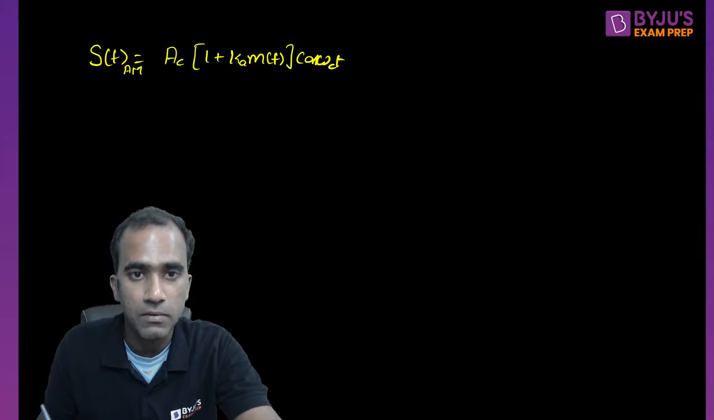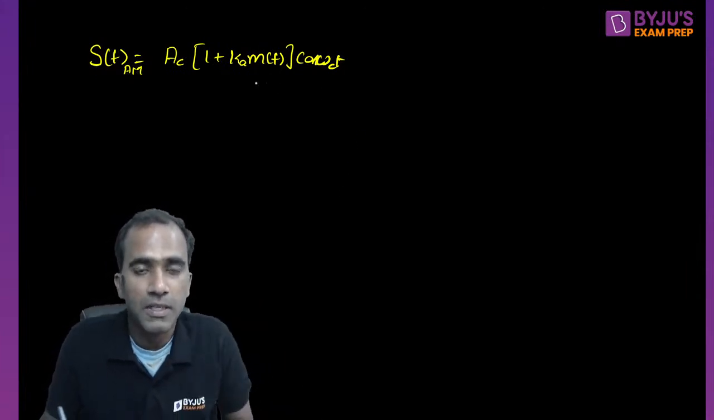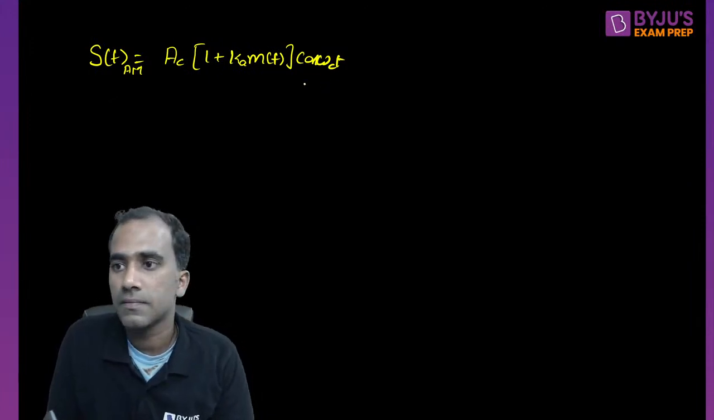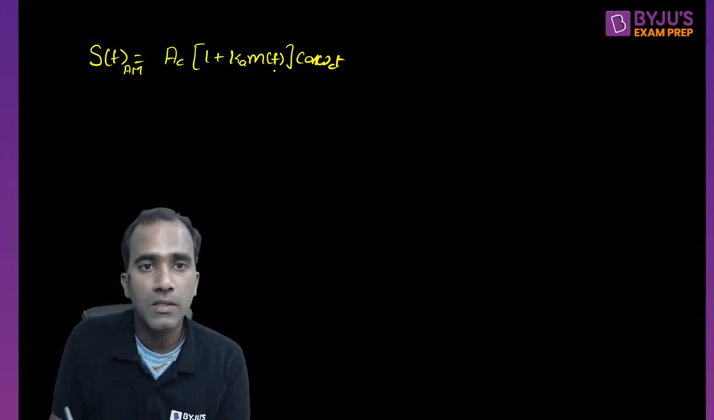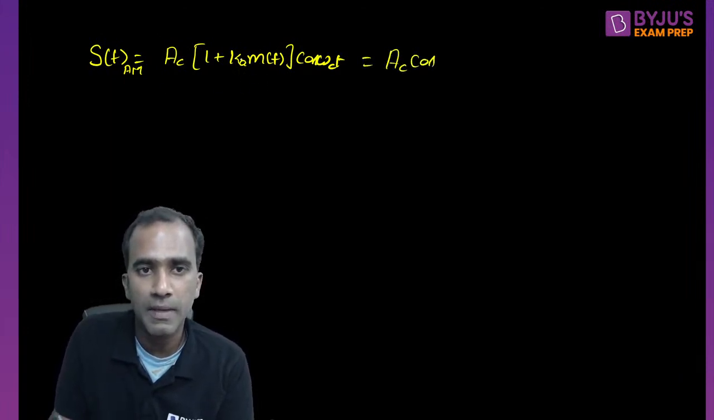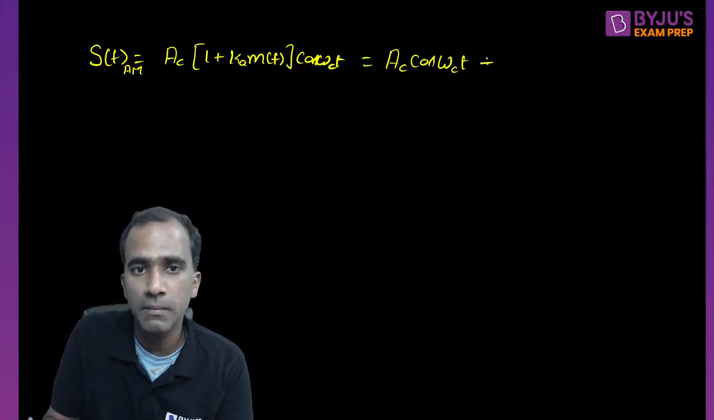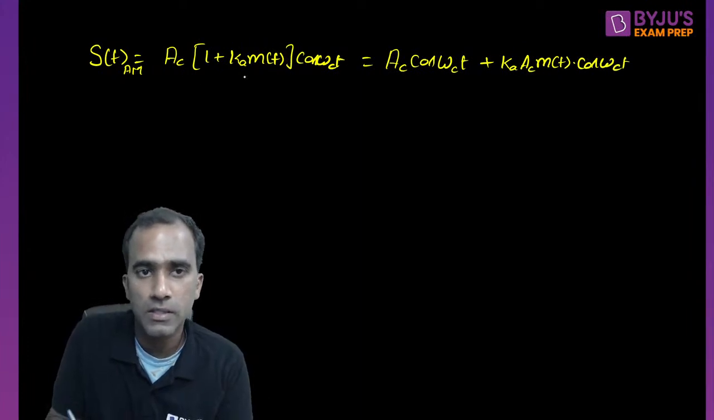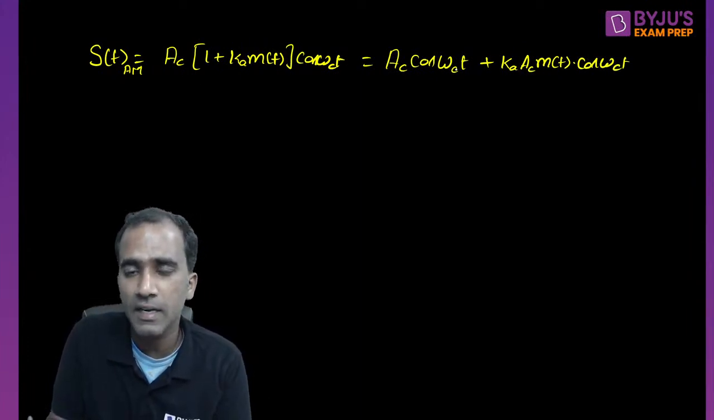So let me continue. Sorry for the interruption. There was some mistake in the settings. Right. So this is the AM modulated signal equation. If you plot the spectrum of the signal, let me expand this for better understanding: Ac cos omega ct plus Ka Ac m of t into cos omega ct. Just these two terms I've expanded and written.